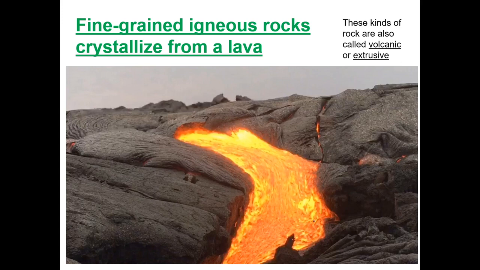The reason that we make this distinction on texture is because the texture tells us how the rock formed. Fine-grained igneous rocks crystallized from a lava. That means that they erupted, they are volcanic rocks, they erupted on the surface. Another term we use for this is extrusive. So fine-grained, volcanic, extrusive, they all kind of mean the same thing. So you want to be familiar with all those different terms.